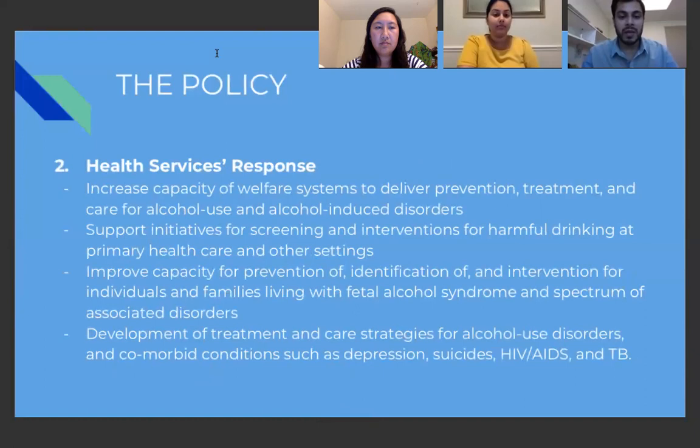Health services response is also an important target area. The health service response entails increased capacity of health systems to deliver prevention, treatment, and care for alcohol use and alcohol-induced disorders, support initiatives for screening and interventions for harmful drinking at primary health care and other settings, improve capacity for prevention of, identification of, and interventions for individuals and families.